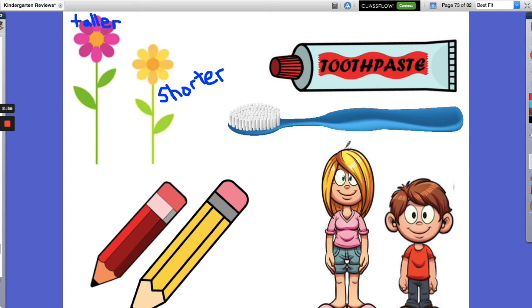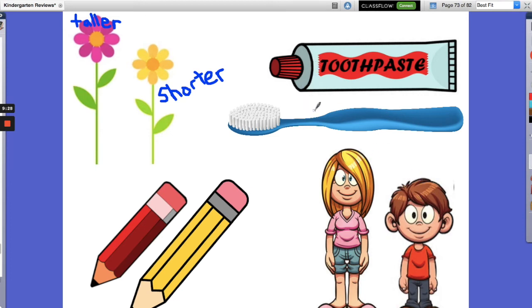Let's look down here at these two kids. We have this girl and this boy, and we talk about their height and compare their height. We would say that the girl is just like this flower up here. She is taller than the boy. But if we're talking about the boy, we'd say he is shorter than the girl. So we use those same vocabulary words with the flowers as we did with the boy and girl. Tall and short. Taller and shorter.